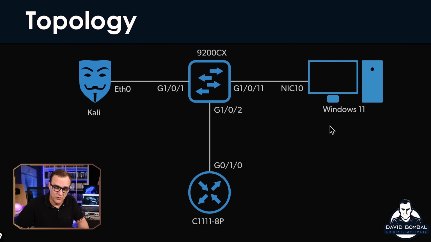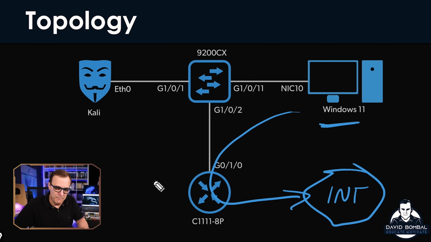Now, ARP is required in Ethernet and Wi-Fi networks because devices need to learn the MAC address of the devices that they're communicating with. As an example, if this Windows computer wants to send traffic to the internet, it will need to know the MAC address of the router so that frames can be sent on the Ethernet network.